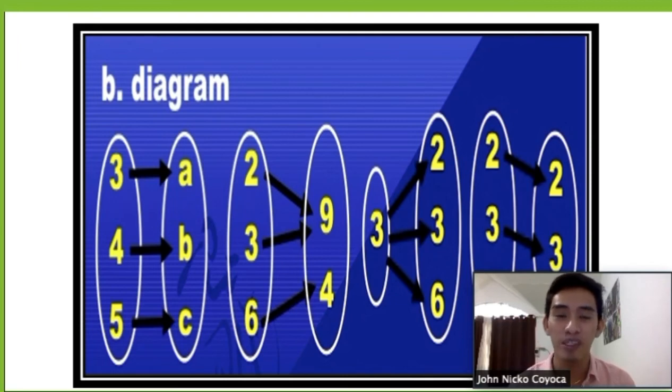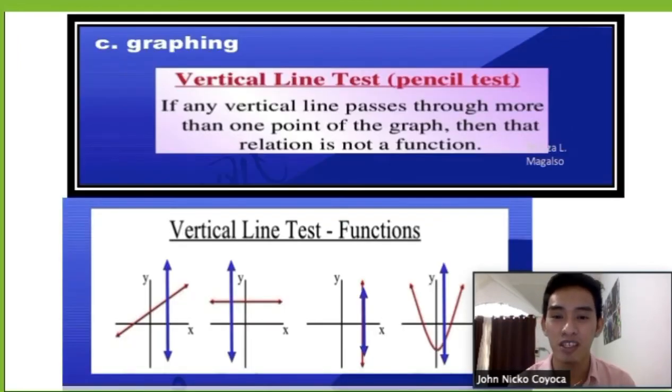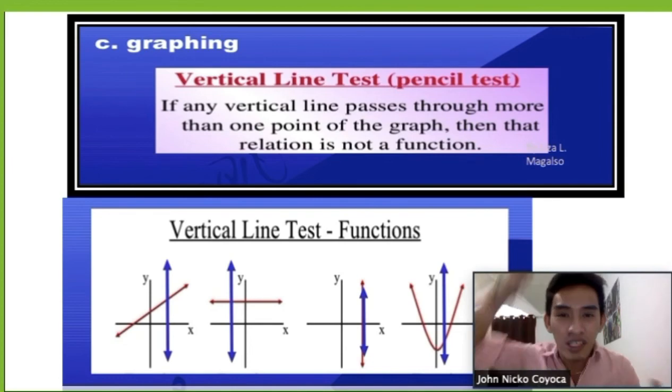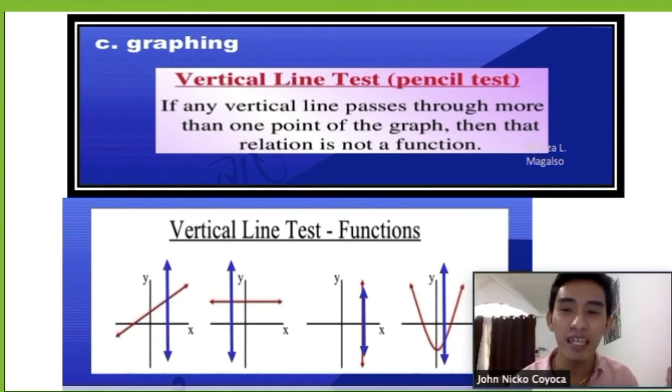The third way of representing a function is through graphing. That means we graph it, we illustrate it. And in identifying graphs that are functions, we make use of a vertical line test. Vertical line, V, vertical line, so standing line. If any vertical line passes through more than one point in the graph, then that relation is not a function. Why? Because if your vertical line passes through more than one point, that means that for that value of x, there are 2 or more values of y. So therefore, it is not a function. It is just simply a relation.